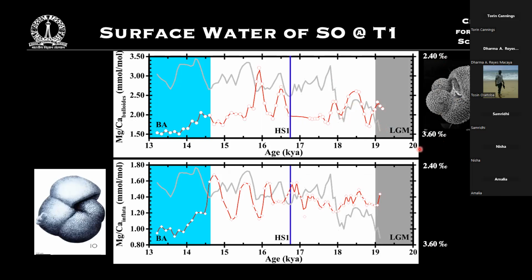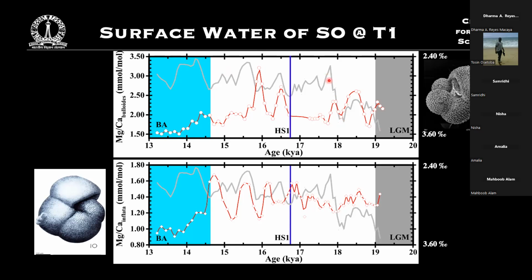It's in an inverted axis. So lower values are heavier composition, around 3.6. Lighter values are on the top. So one thing to notice is that in the last part of this transition, in the Bolling-Allerod, magnesium-calcium and delta 18O are completely decoupled. Magnesium-calcium in that particular site is showing a cooling trend both for bulloides and inflata, whereas delta 18O values are showing a warming trend.